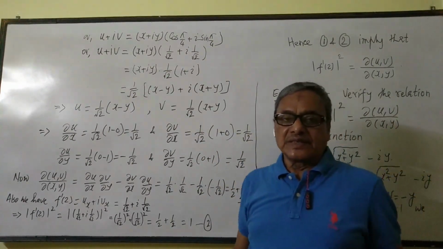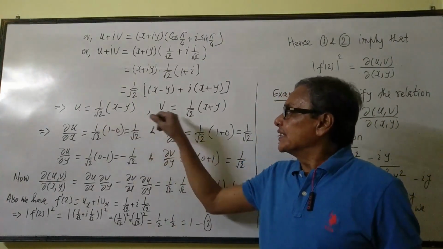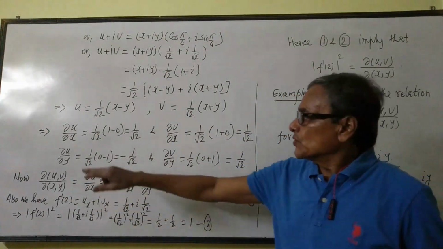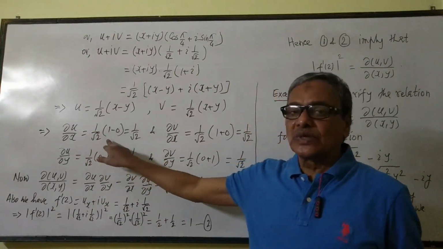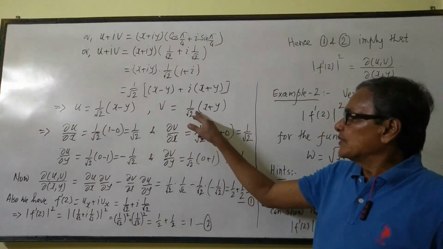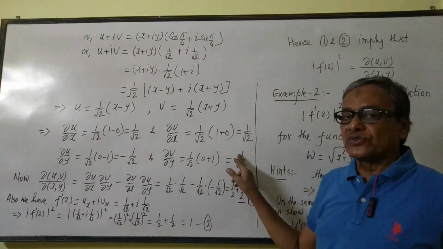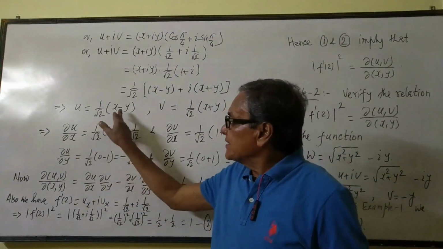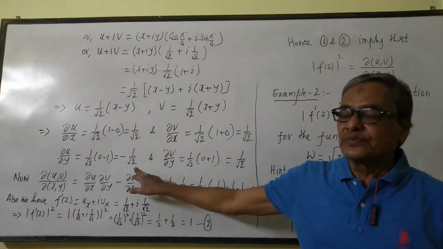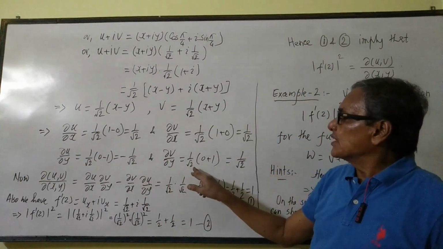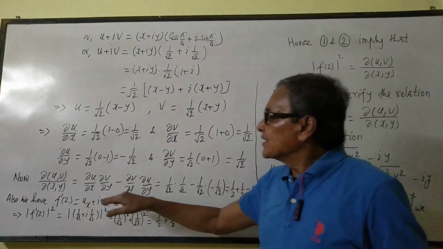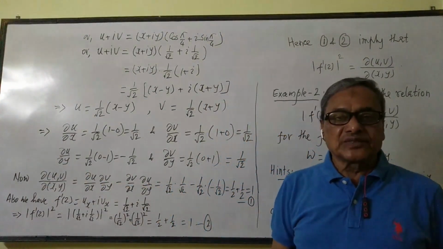Now we find the partial derivatives del u del x, del v del x, del u del y, and del v del y. So del u del x is 1 by root 2 times 1 minus 0, that is equal to 1 by root 2. Del v del x will be 1 by root 2 times 1 plus 0, that is also 1 by root 2. Del u del y is 1 by root 2 times 0 minus 1, that is minus 1 by root 2. Del v del y is 1 by root 2 times 0 plus 1, that is equal to 1 by root 2. Now we calculate the value of del u v upon del x y.